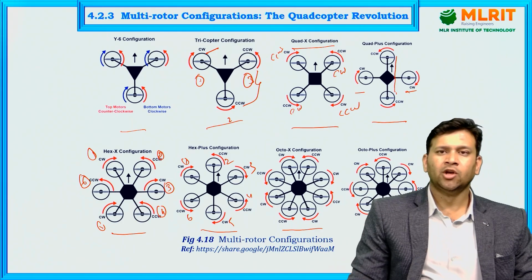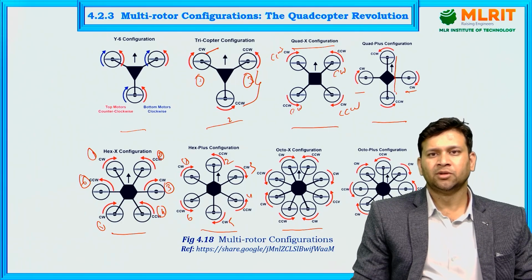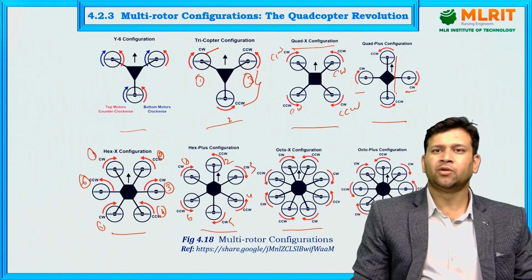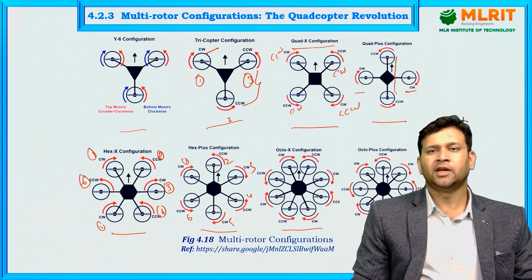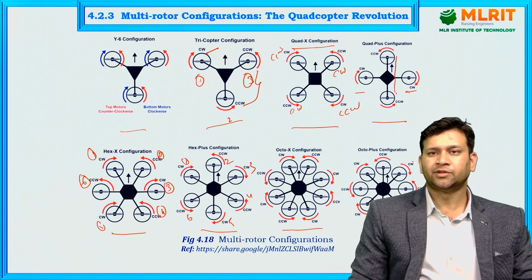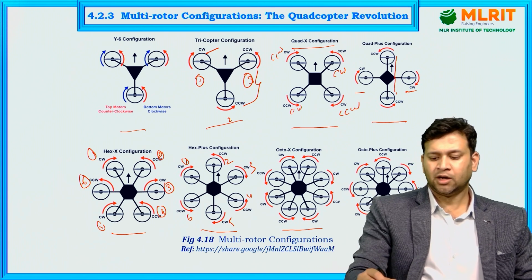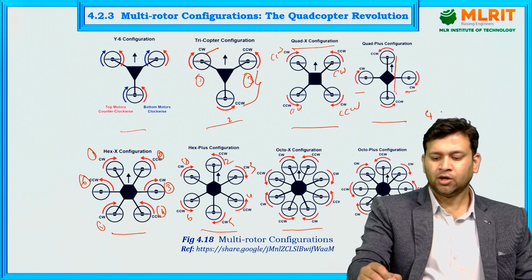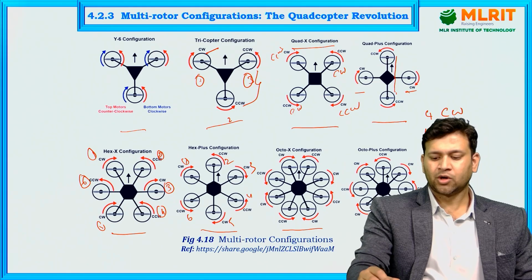Similarly, we have octo X configuration. Here also, there will be 4 rotors rotating in clockwise direction and the other 4 rotating in counterclockwise direction. And similarly, for octo plus configuration, we have the same configurations and same conditions: 4 clockwise and 4 counterclockwise.